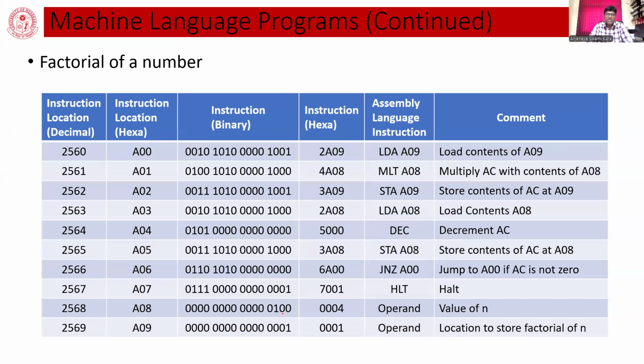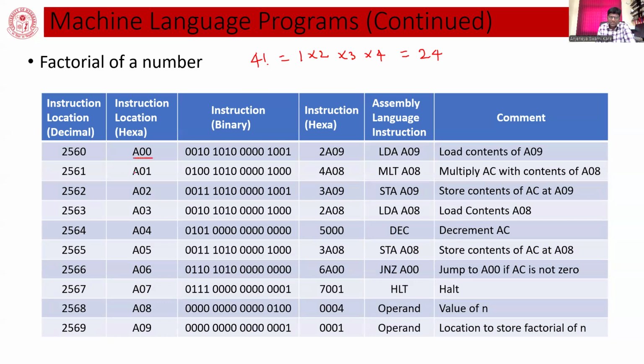So this is a machine language program to compute the factorial of a number. What is a factorial? Suppose, what is 4 factorial? It is basically 1 into 2 into 3 into 4, which is 24. Similarly, 5 factorial is 1 into 2 into 3 into 4 into 5, which is 120. Like that. So this machine language program is written to compute 4 factorial.